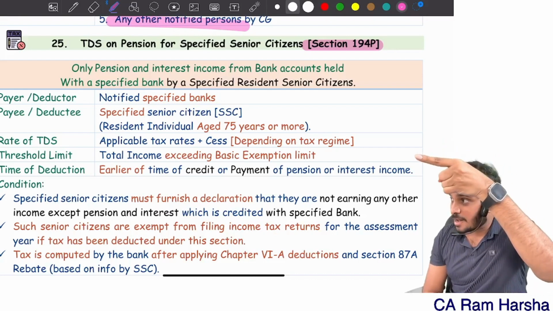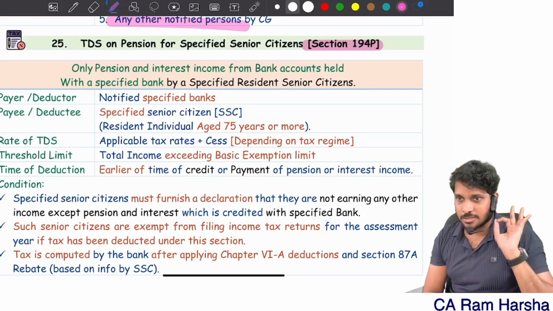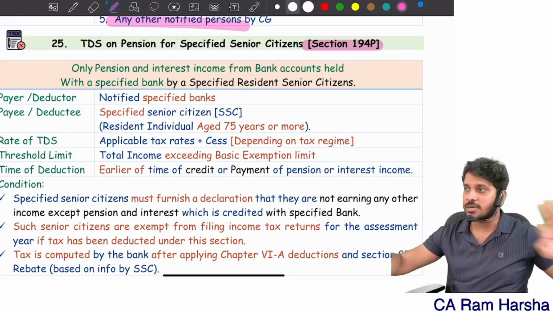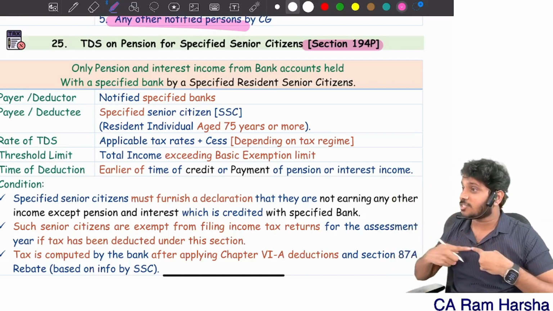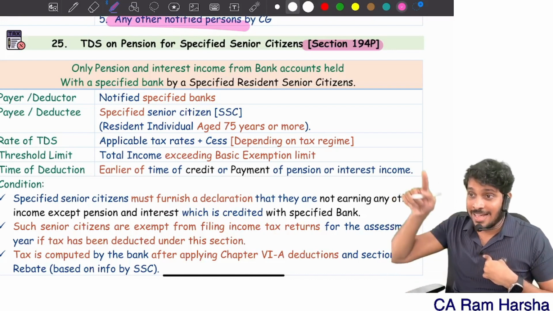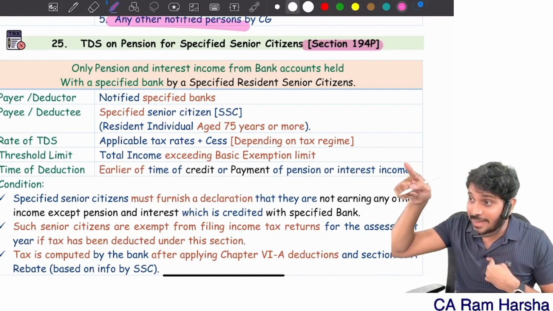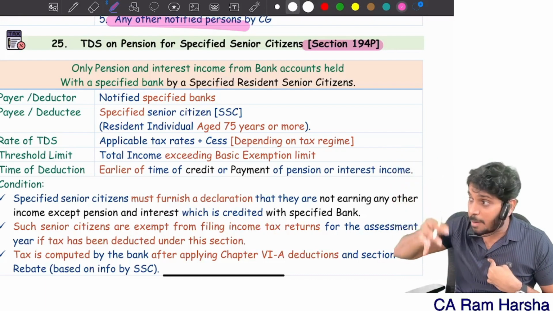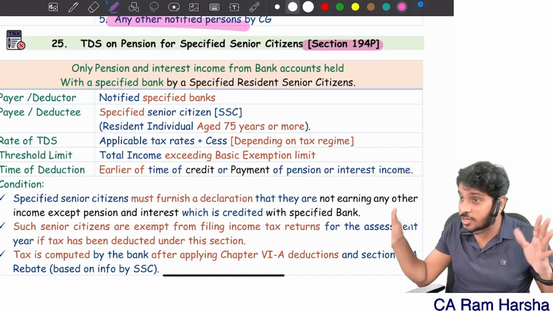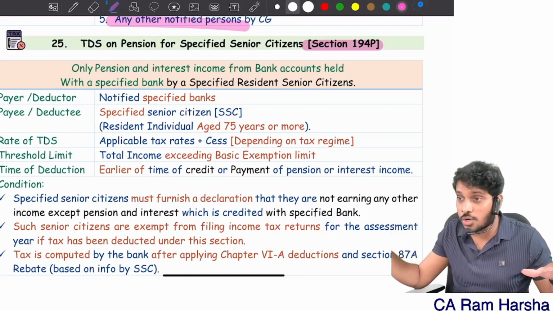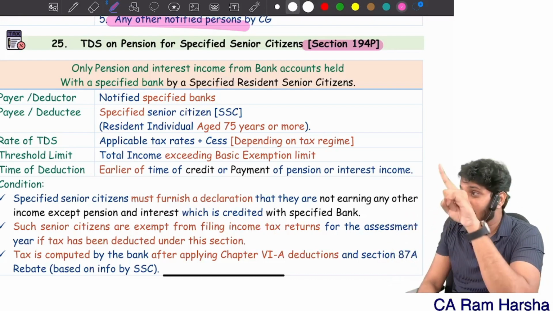With the same State Bank of India, I have a fixed deposit, time deposit, and I am getting interest. I don't have any other income. Then this section calls me a specified senior citizen. The State Bank of India, where I have a bank account, from where I receive my pension amount and interest amount, where I don't have any other income from any other bank, is called a specified bank.